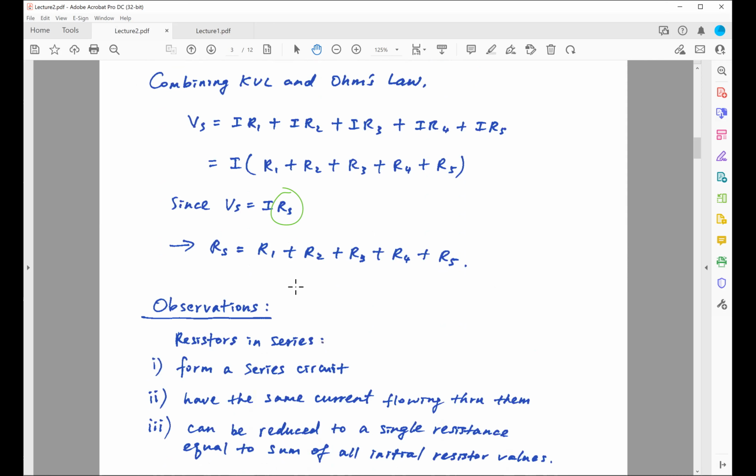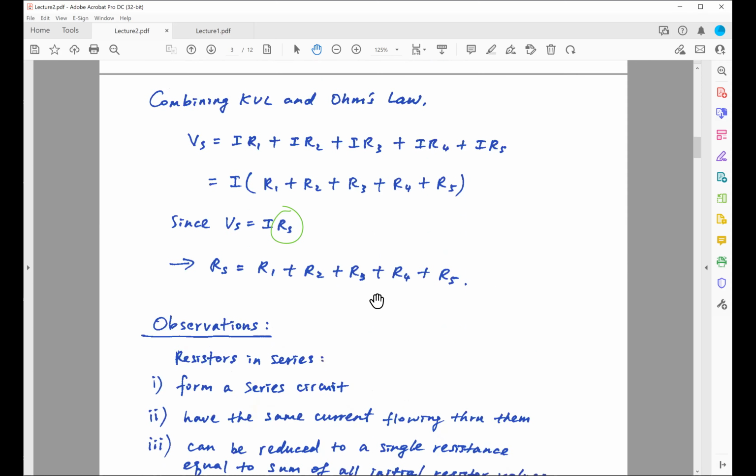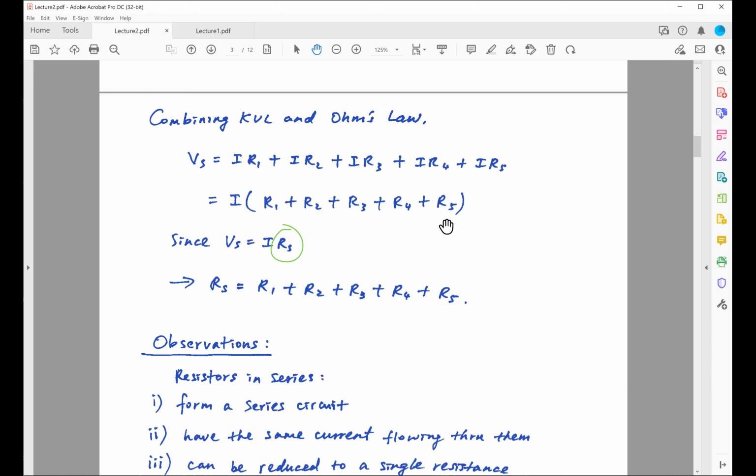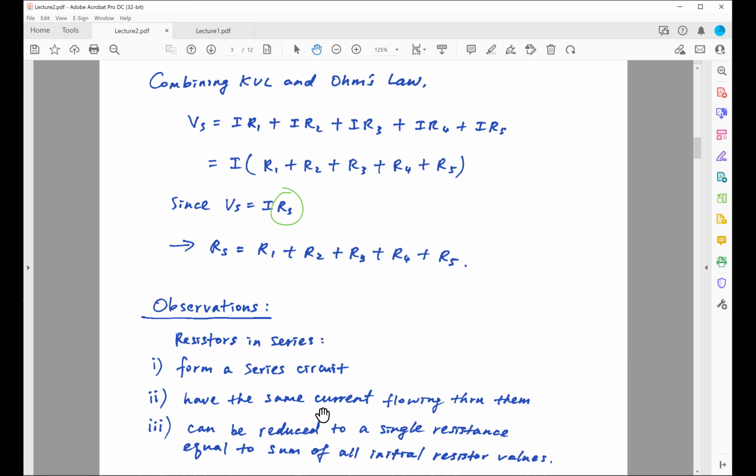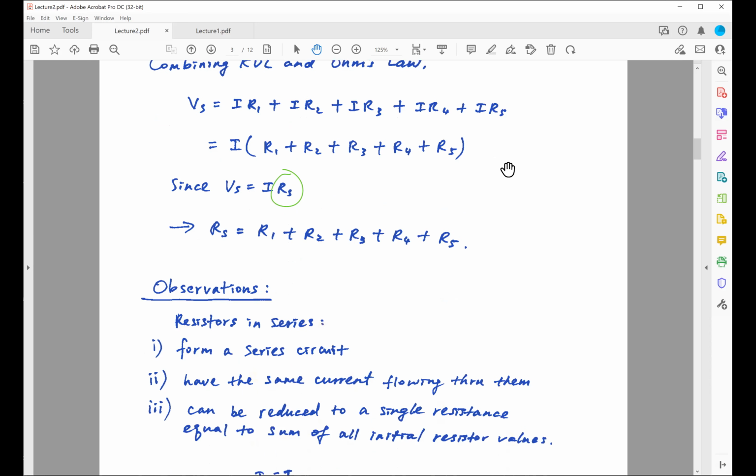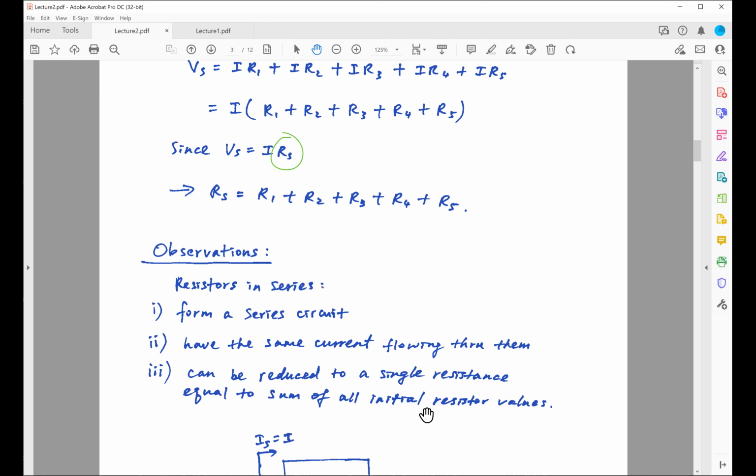There are some observations that we can make here. Resistors that are in series form a series circuit. And they have the same current flowing through them, because this current I is flowing into each of these resistors. And it's the same current I. And these resistors can be reduced down to a single resistance. In this case, I call it Rs. And this Rs is equal to the sum of all the initial resistor values.